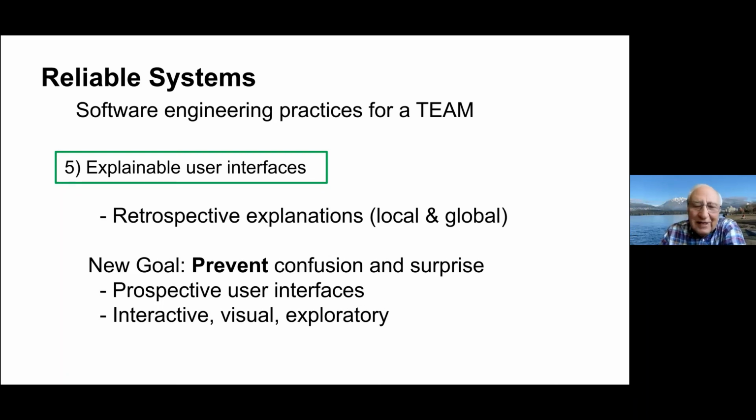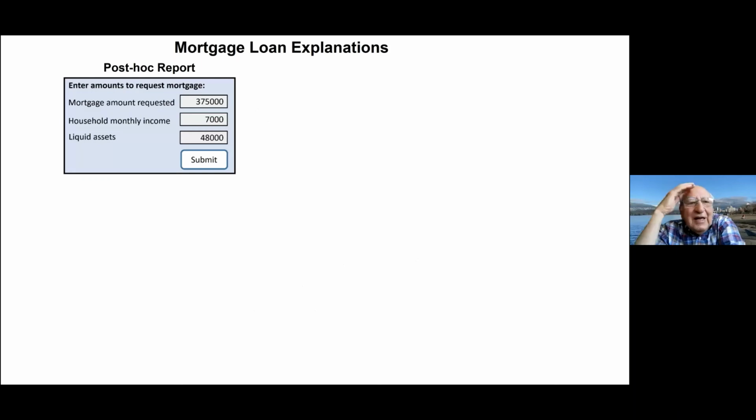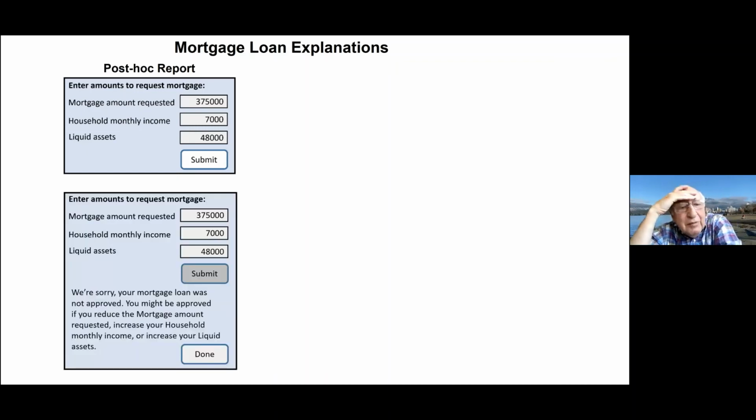Let me show you one simple example. A post hoc report about a mortgage request might look like this. Enter amounts to request mortgage. You enter, you want $375,000. Your household monthly income you declare as $7,000, and your liquid assets are $48,000. You click submit, and you get a response with a retrospective post hoc explanation. We're sorry. Or at least they say, we're sorry. Your mortgage loan was not approved. You might be approved if you reduce the mortgage amount requested, increase your household monthly income, or increase your liquid assets.